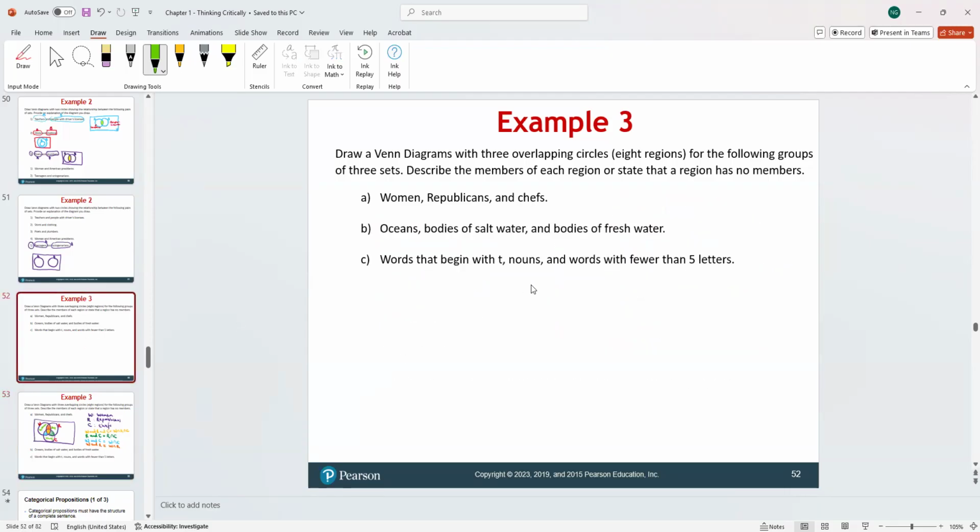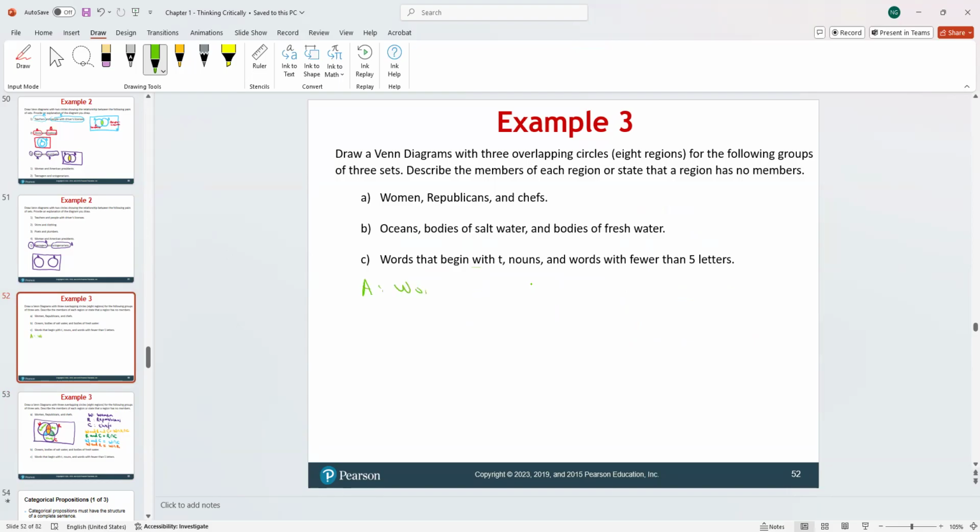So the goal for me: words that begin with T, nouns, and words with fewer than five letters. So that's another example we could do, but I'm pretty sure you can do it on your own. So remember, we have three sets. Words that begin with T, let's say A.